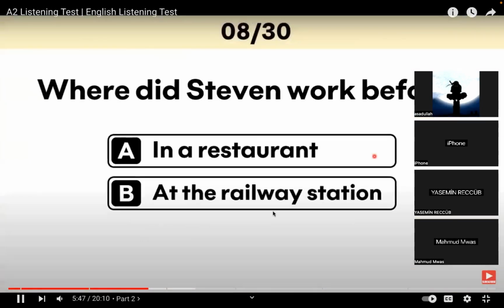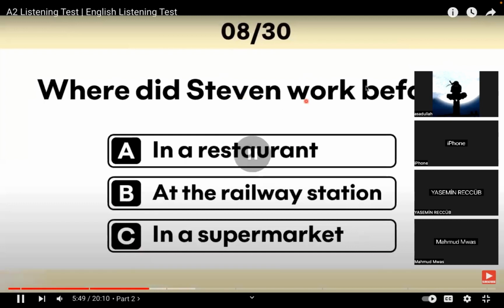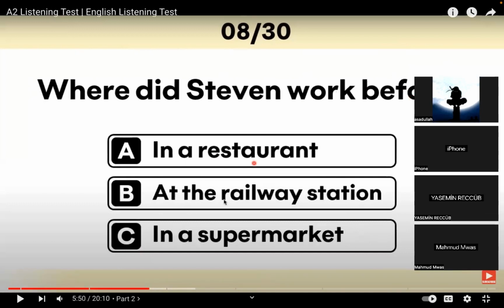Number 8. Where did Stephen work before? In a restaurant, at the railway station, in a supermarket. Railway station, that means محطة القطار. Railway station.